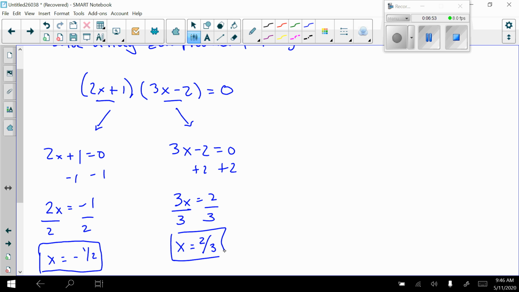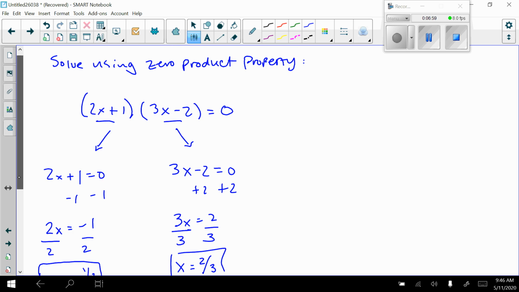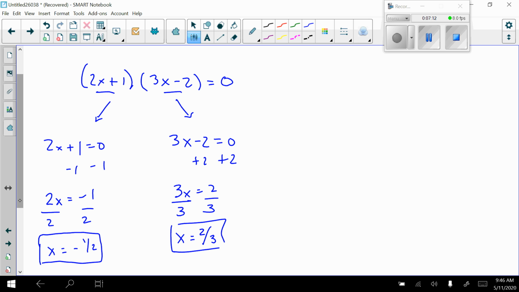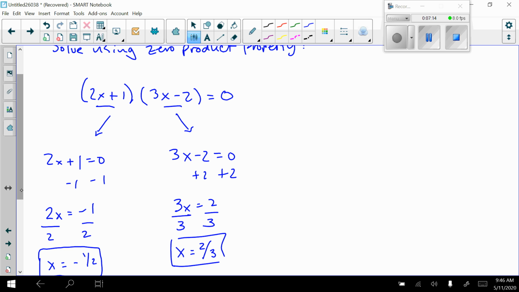Okay, so this is maybe a little more complicated example of the zero product property because we end up with a fraction, but the process is still the same. I saw that these two things are being multiplied together and they equal 0, so I split them both apart, set them both equal to 0, and solve them both for x, and that's the process I'm going to use on this type of problem every single time.